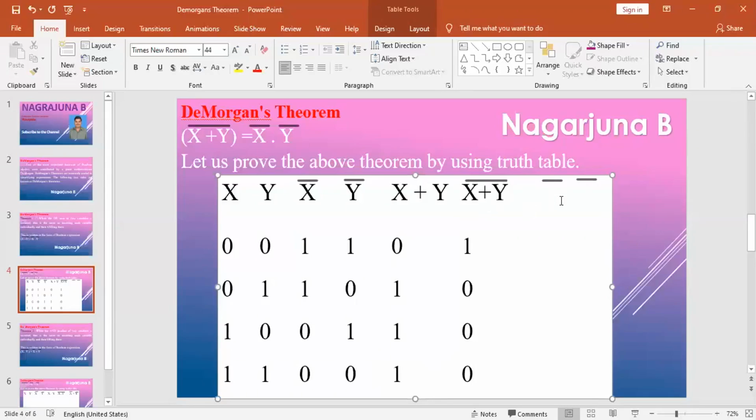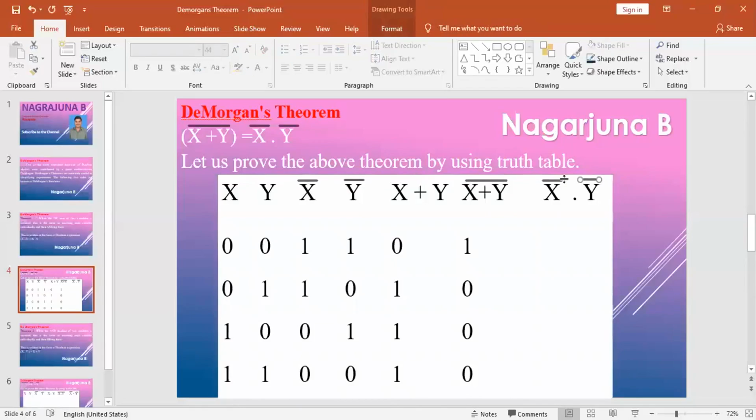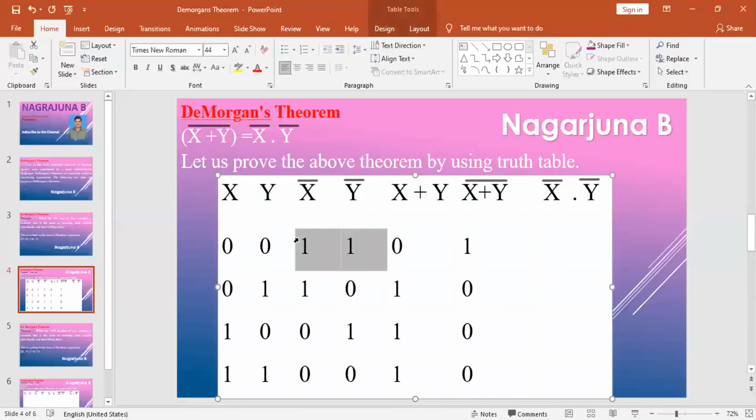Next, we need to find x bar dot y bar. So x bar and y bar values are here. We can see here x bar and y values are this one. So that one is x bar dot y bar, that we need to find. So x bar y bar, that means based upon which one? These values, x bar and y bar. So 1 1, that means what? 1 dot 1 will be 1, and you know the ANDing.